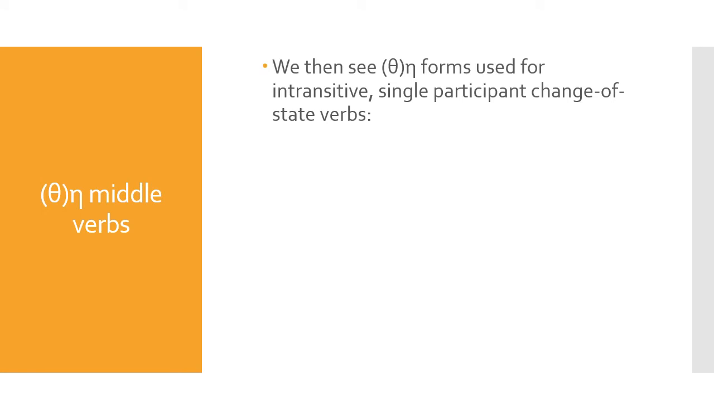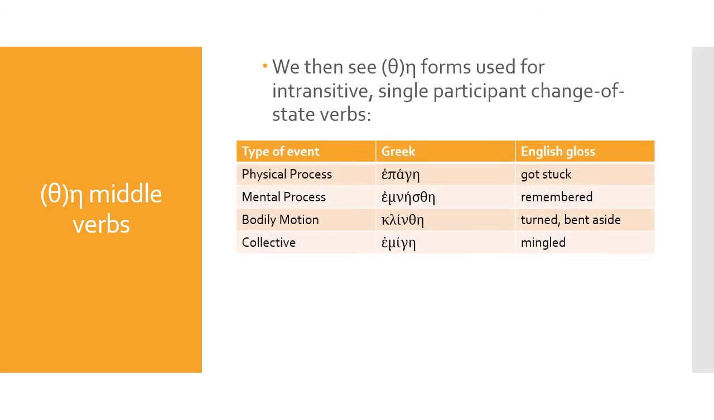We then see over time theta eta forms used for intransitive single participant change of state verbs or events. As we'll see in these examples, epage, got stuck. Here we have an intransitive event where the subject of epage is not acting upon an external object and directing transfer of energy towards it. It is single participant, so it doesn't have to be singular, but the participant of the action is conceived of as one party. There's no second party involved. And there's a change of state going from unstuck to stuck.